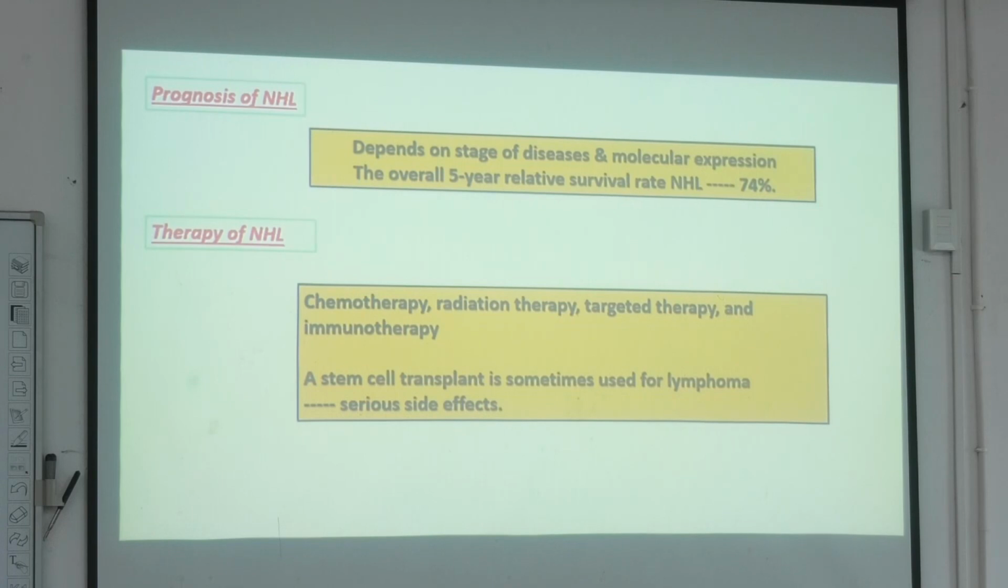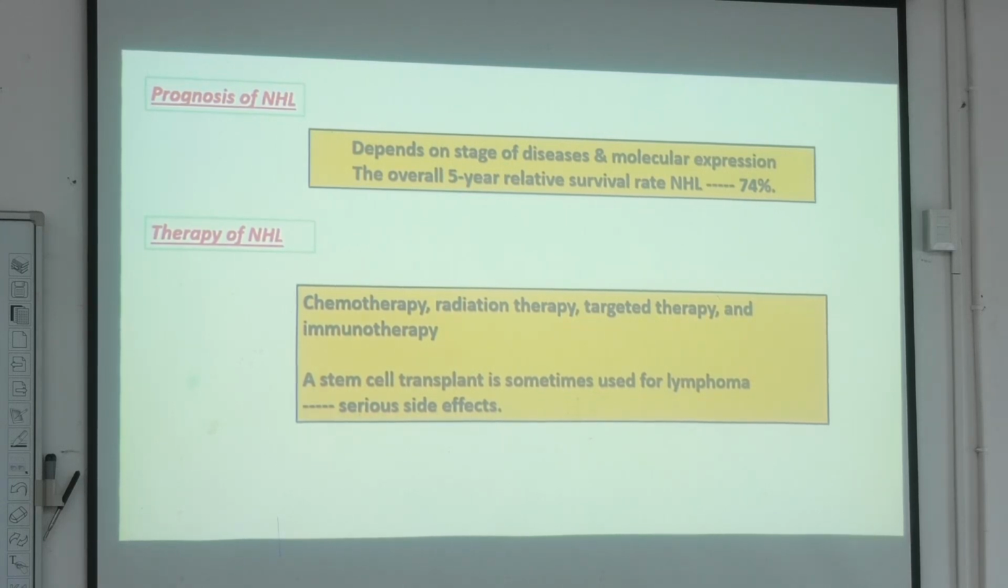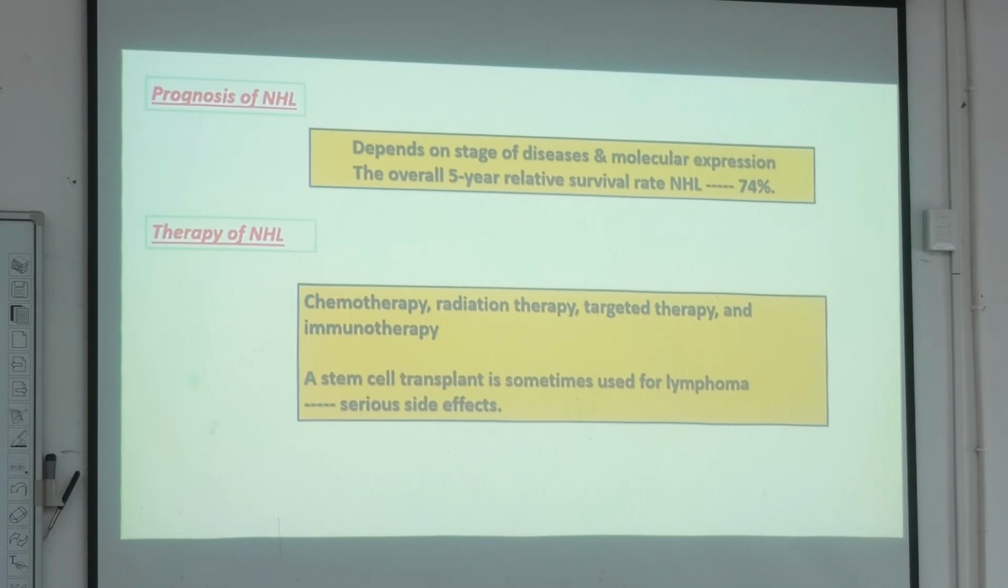So what is the prognosis of NHL? Depending upon the stage of the disease or molecular expression, the 5-year survival rate is 74%. But with chemotherapy, radiotherapy, targeted therapy and immunotherapy, they give a good prognosis, and patients can survive with this treatment. Sometimes stem cell transplantation is also tried.